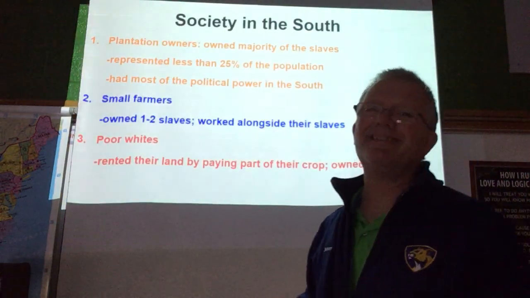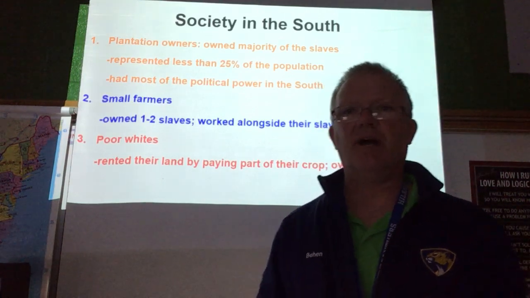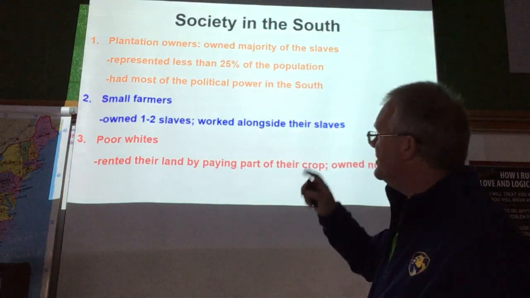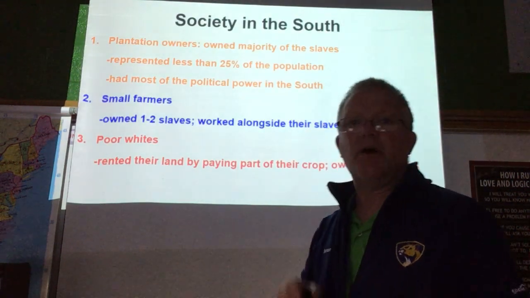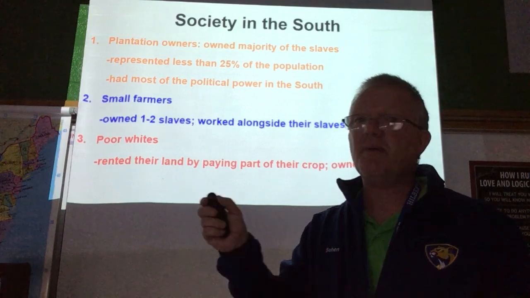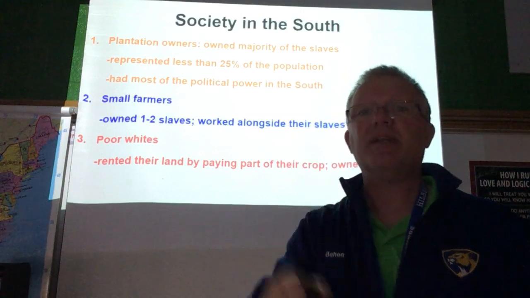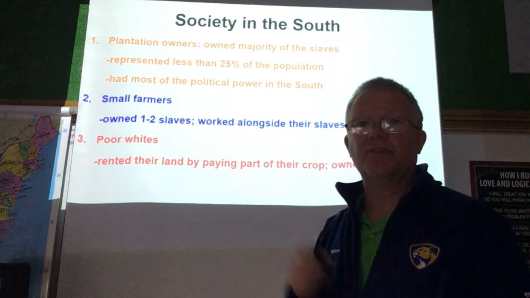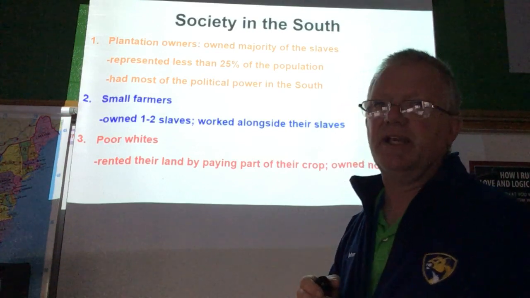So let's take a look at society. What kind of people lived in the north? What kind of people lived in the south? Well, in the south, the society is broken down this way. You had plantation owners. Now, hardly anyone in the South was a plantation owner. They were in the minority. But they owned almost all of the slaves because the plantation could hold hundreds of slaves.